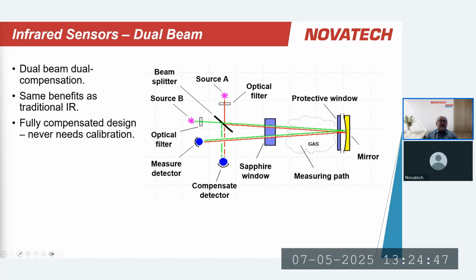Very useful for applications where maybe there's not a lot of trained personnel or skilled personnel available to maintain the detectors, or perhaps they are located in an environment which is difficult to access. This type of setup, this type of technology, can be very useful.